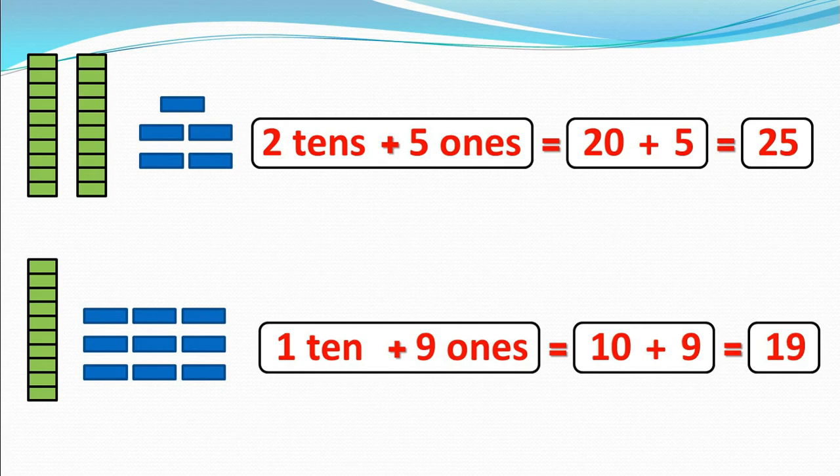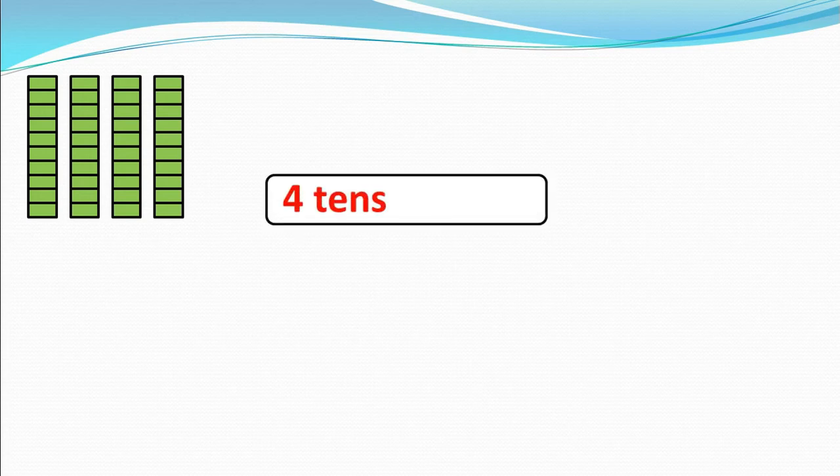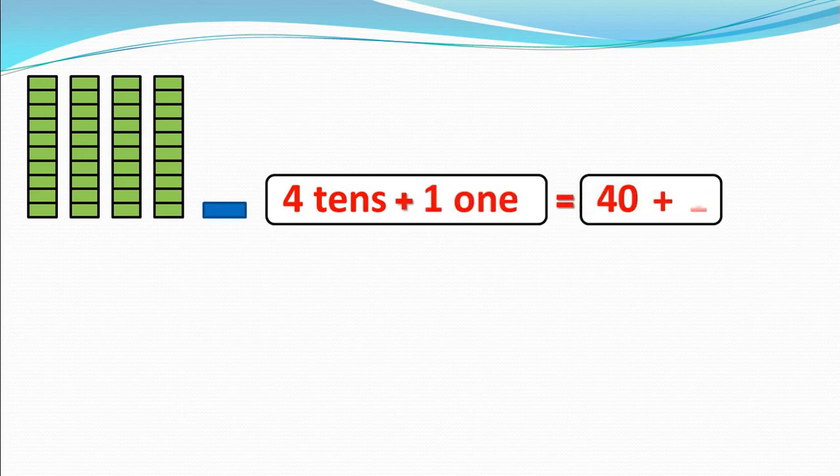There are 1, 2, 3, 4 stacks of tens, which means 40, and there is 1 one. 4 tens means 40 and 1 one is 1. Now add them. 40 plus 1 equals 41.